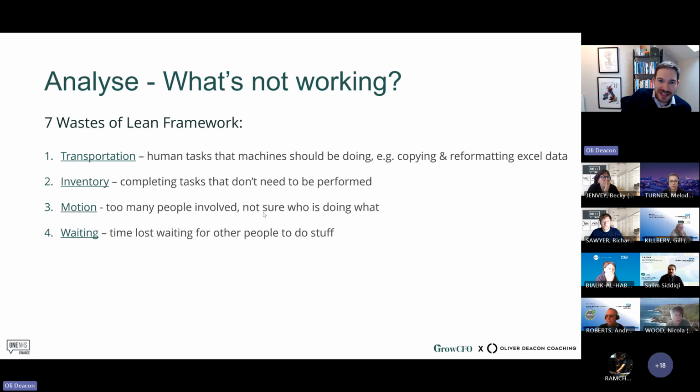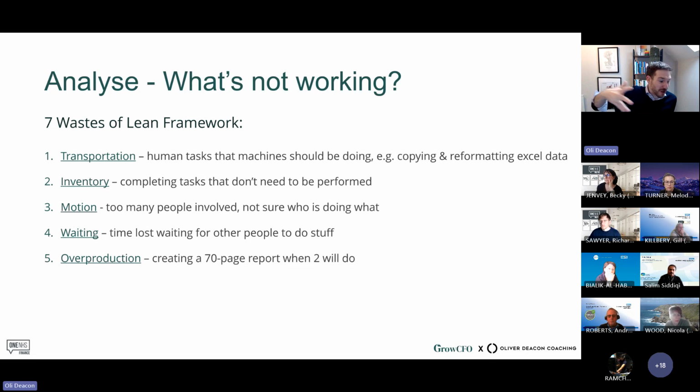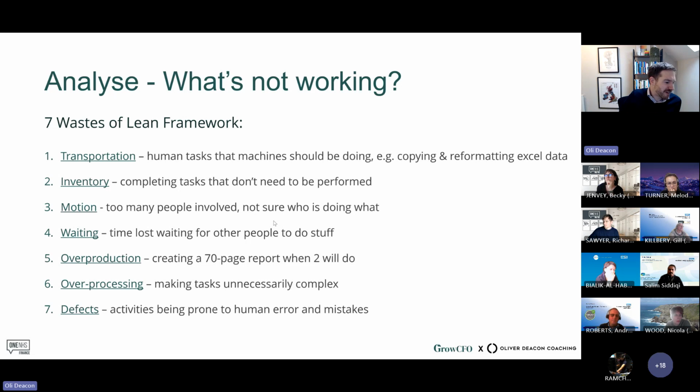Waiting, that's pretty obvious. Waiting around, so we are waiting for people to do things. Overproduction. Obviously in the factory is when we're making too much of something, but in finance it's when we create a 70-page report when 2 pages would have been just fine. Over processing: we've made a task unnecessarily complex. There are too many steps or too many stages. And finally, defects. This is where we've just got mistakes, so mistakes in our process. Defects is obviously a big one.